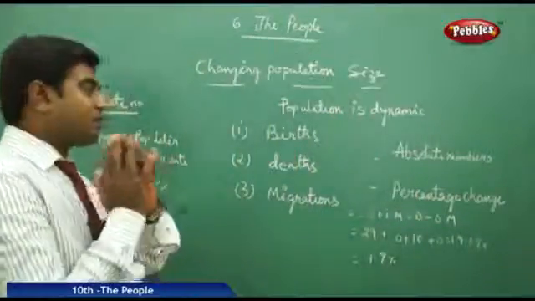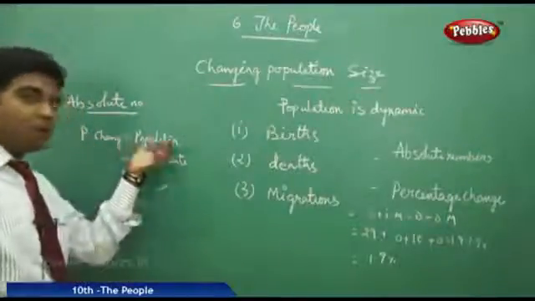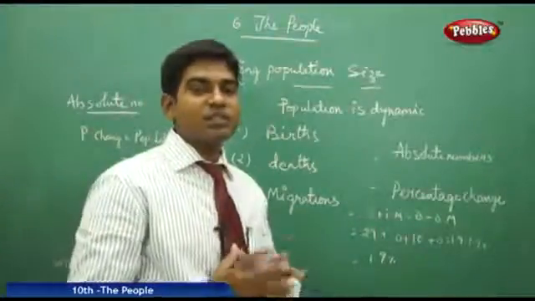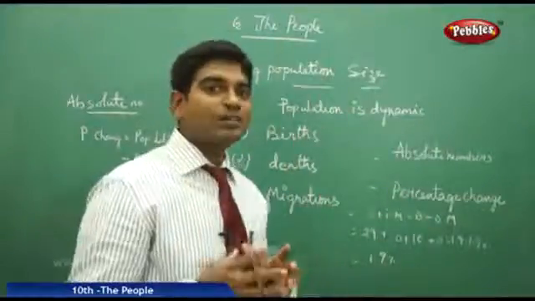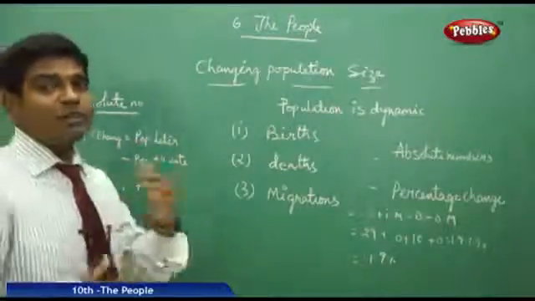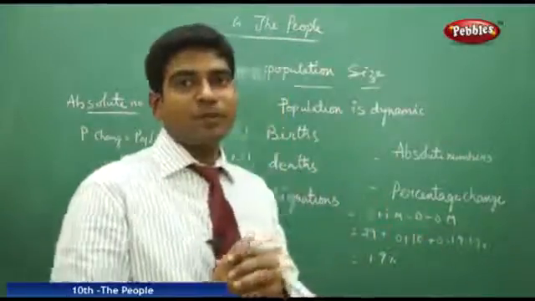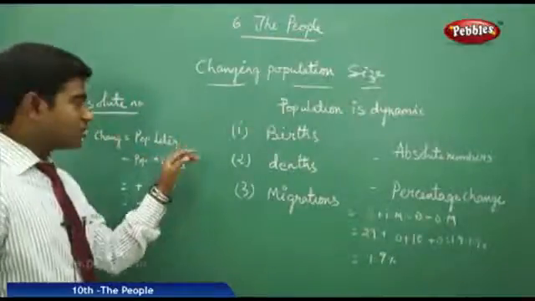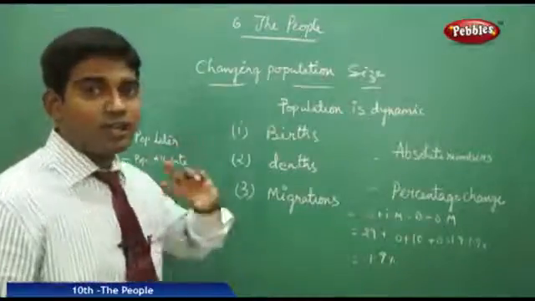Absolute numbers are nothing but we have a formula for this, like population change. The change of the population is equal to the population of the latest year minus the previous year's. For example, we have the 2011 census. Then we can take the previous calculation, the last 10 years, that is the 2001 census, and subtract it from the 2011 census, the latest census. When you subtract, you get the positive result if it is more. For example, it was 100 crores and now it is 121 crores. You get 121 crores minus 100 crores, you will get 21 crores.